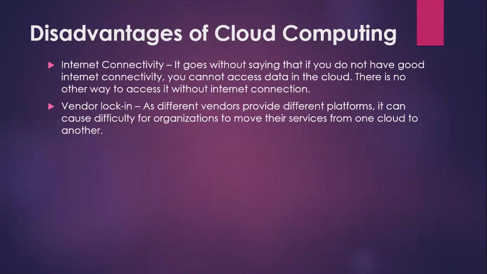Disadvantages of cloud computing, of course: no internet, no access. Vendor lock-in. As different vendors provide different platforms, it can cause difficulty for organizations to move their services from one cloud to another. That's true. What represents a virtual machine in AWS is called instances, and it is called VMs in Microsoft Azure, while it is called cloud machine and cloud server in GCP. Okay, so you will have the base server.